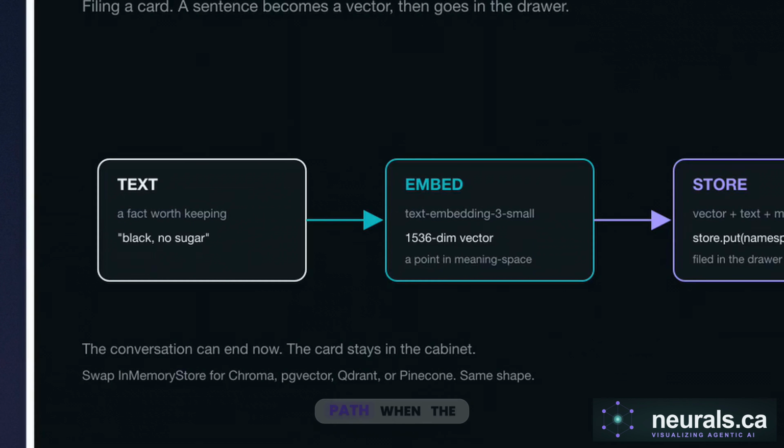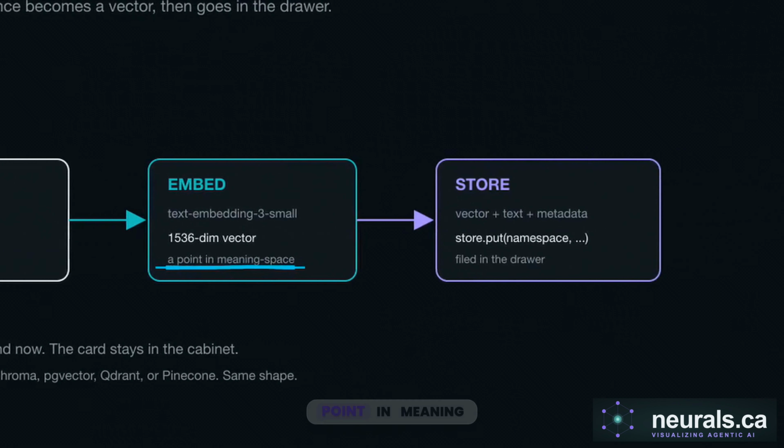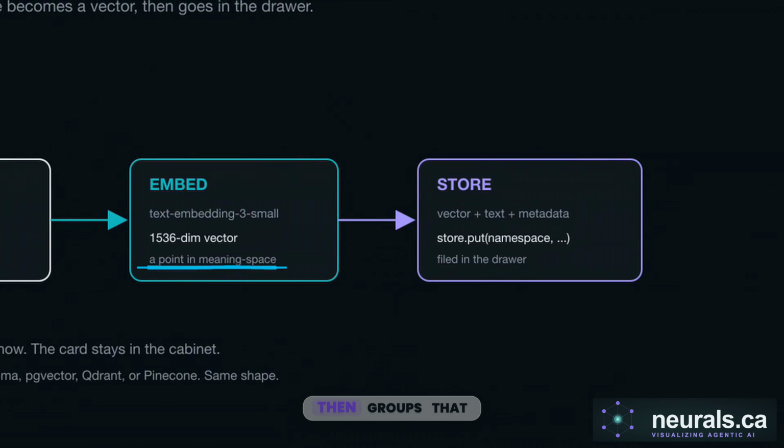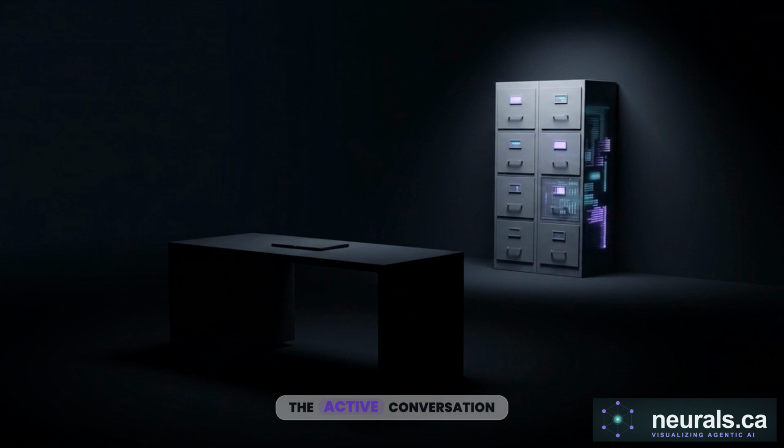Look at the right path. When the agent notices a fact worth keeping, it hands the raw text to the embedder. The embedder returns a point in meaning space. The store then groups that vector with the original text and files it into a specific namespace. Once the card is filed in that semantic space, it is secure. The active conversation can end, the session can close, and that preference remains completely durable.